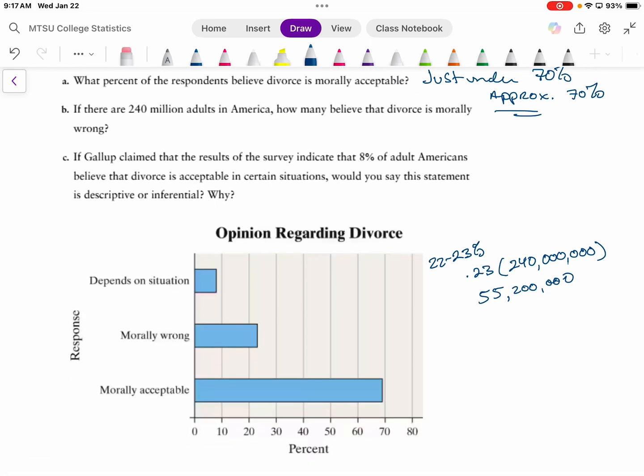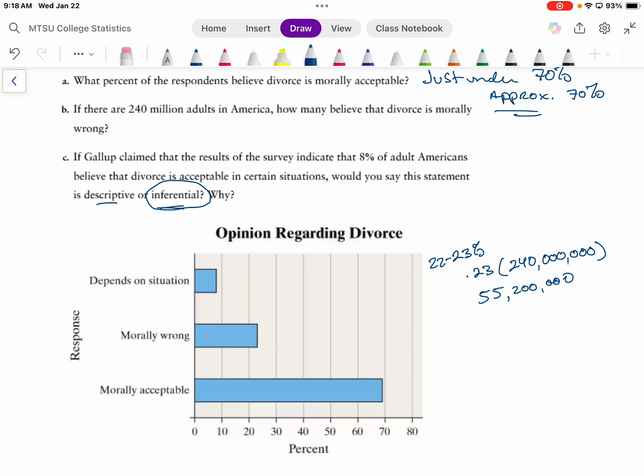Part C, if the Gallup poll claimed that the results of the survey indicate that 8% of the adults believe divorce is acceptable in certain situations, would you say this statement is descriptive or inferential? Well, it is inferential. Now, why is it inferential?